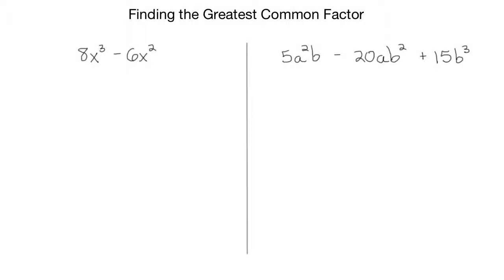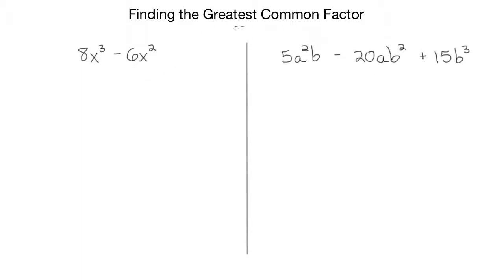Hello everyone, welcome to an algebra video tutorial learning about how to factor out or find the greatest common factor if we're given a polynomial. So here we've got a binomial with two terms and we've got a trinomial with three terms, and we're going to find the greatest common factor in both of these.